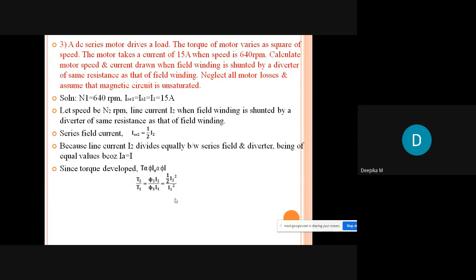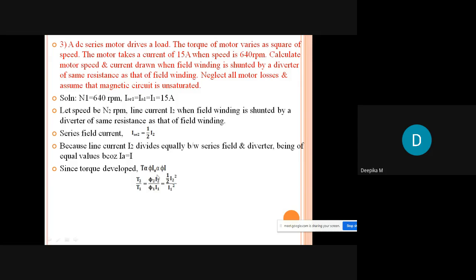Remember why we have written here: torque is proportional to phi into Ia, and instead of Ia, I can write I only. Hence, we write this equation as it is a direct relationship: T2 by T1 equals phi2 I2 divided by phi1 I1. If it were an inverse relationship, then we would have written T2 by T1 equals phi1 I1 by phi2 I2. As it is a direct relationship, we have written it this way. And we also know that flux is proportional to the current, correct?